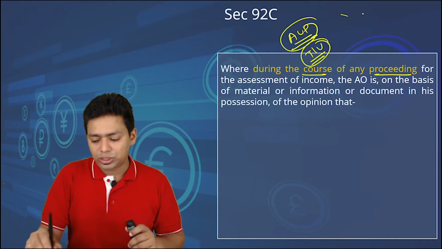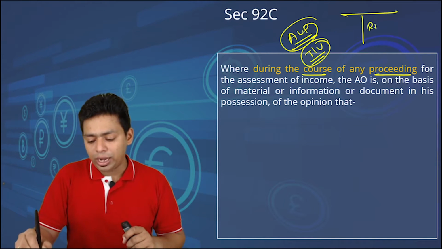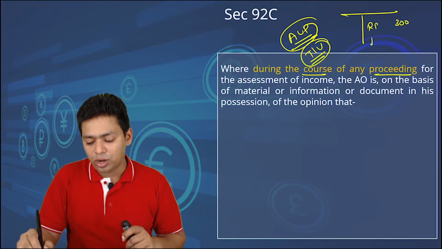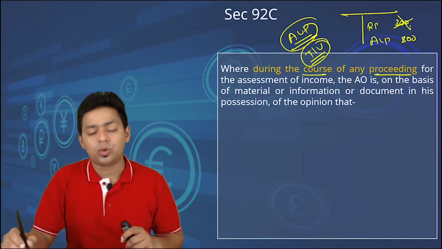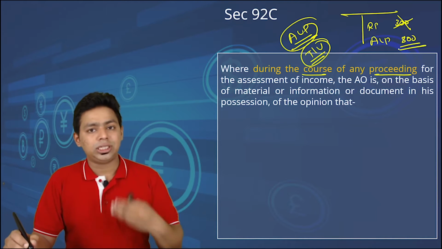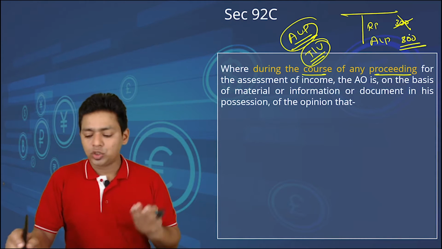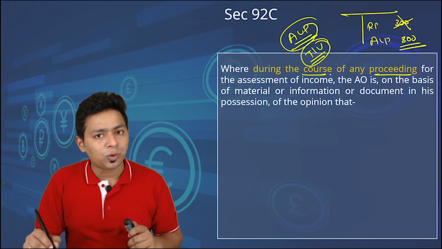Like if this is your sales, okay, you have sold to a related party for 300 rupees and your arm's length price is 800 rupees. So the Government of India will definitely ignore the 300 and replace the sales with 800 rupees, isn't it? So your profit will be increased by 500 rupees.